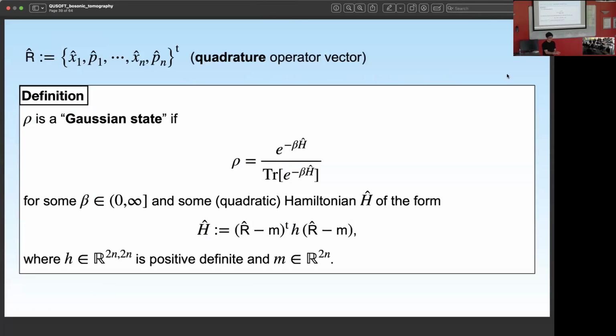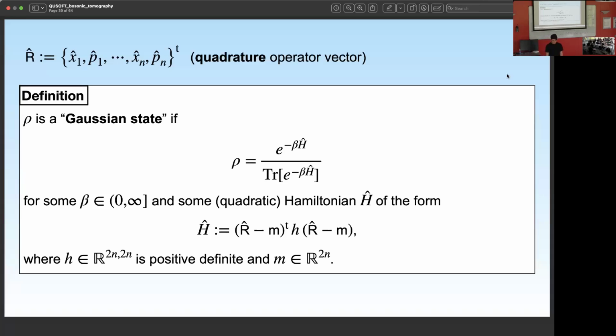One usually puts the position and momentum of every mode in a vector called the quadrature operator vector. This is a vector of operators, R. Now let's give the definition of a Gaussian state. A state rho is said to be Gaussian if it can be expressed in this form: the exponential of minus beta h, normalized, for some beta and some quadratic Hamiltonian in the quadrature operators. Quadratic Hamiltonian, I mean something like this. It's a quadratic Hamiltonian in R.